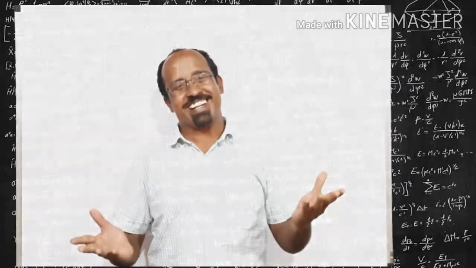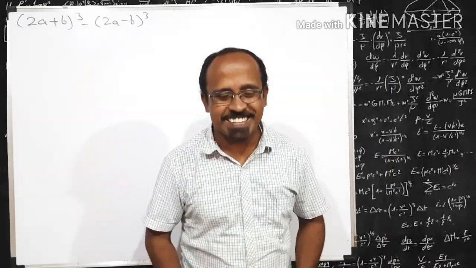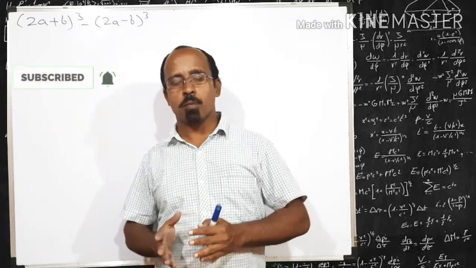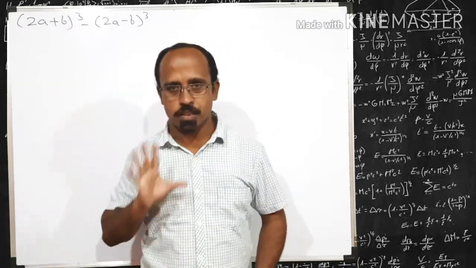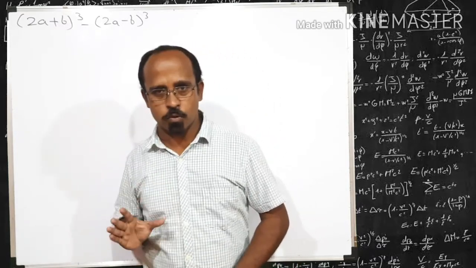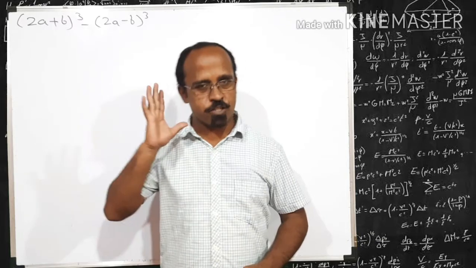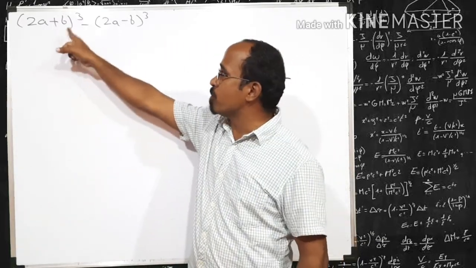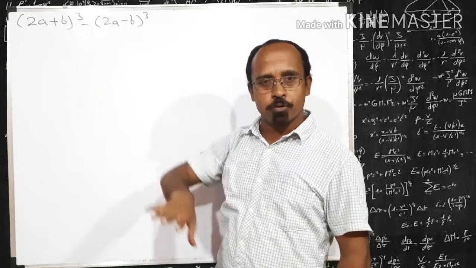Welcome to mathematics. Friends, in this video, we are going to solve question number 2, sub question 1 of practice set 5.3 of standard 8 of Maharashtra State Board. Name of the lesson is expansion formulae. So let's go. The question is (2a + b)³ − (2a − b)³.